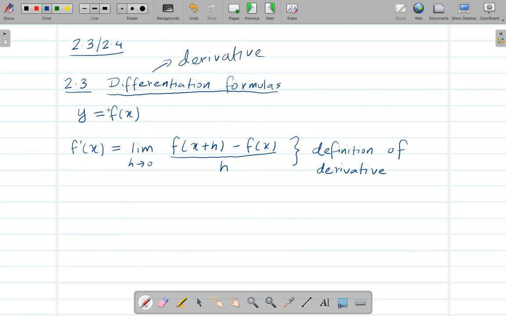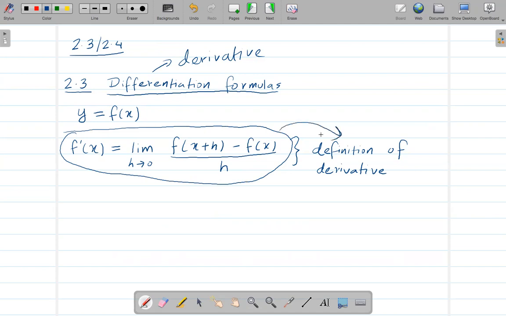If you go back to section 2.1 or 2.2, there you learned this equation, right? You can take the derivative of f of x, or the derivative of y, using this, and this is called the definition of derivative. So this equation is the definition. Now we are going to learn a formula, basically a shortcut method, of finding the derivative of some equations.